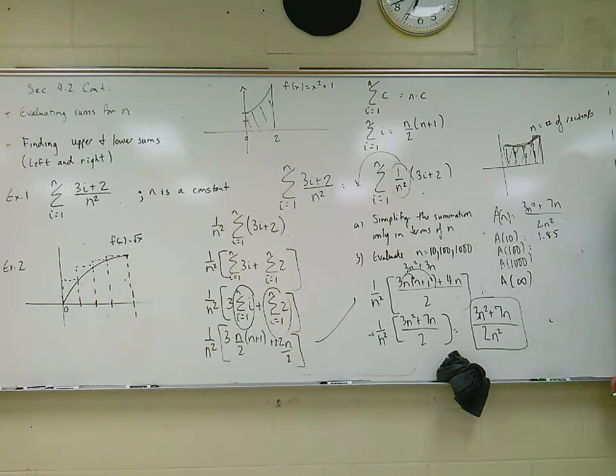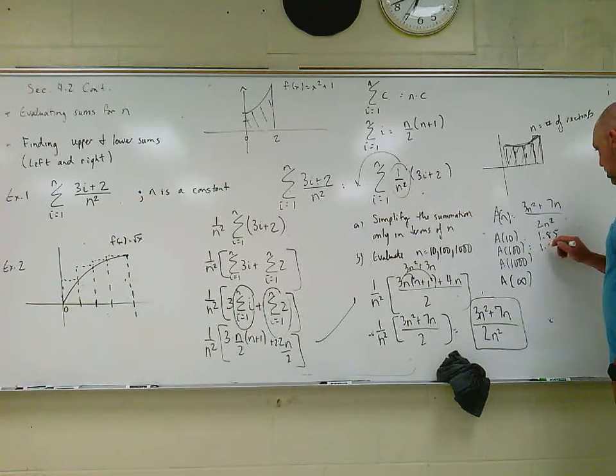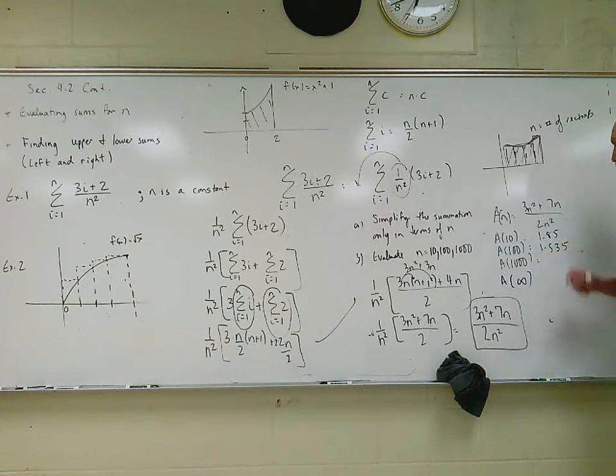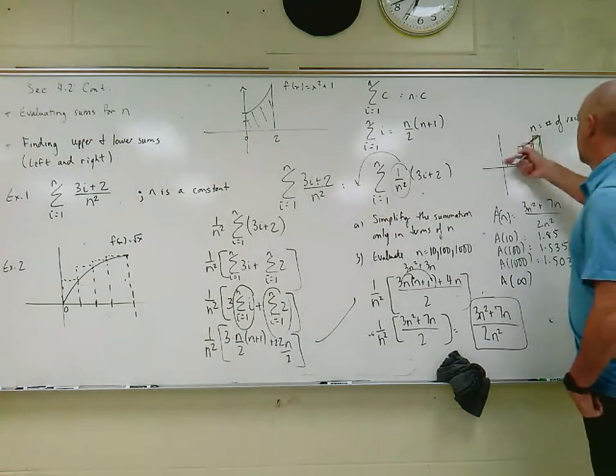Okay. What happens when you put in 100? That's right. All right. What happens when you put in 1,000? 1.5035. Okay. Now, does it look like we're starting to get closer to a value? What does it look like we're approaching? About 1.5.